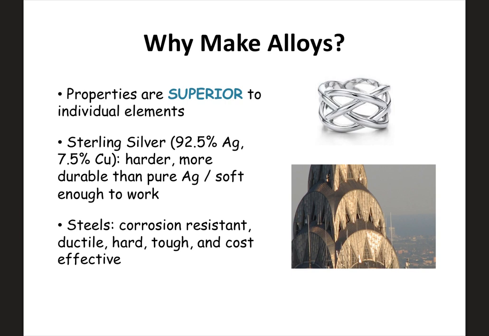So some other examples here. Sterling silver is mostly silver, but it has a little copper mixed in. It's harder, a little bit more durable than pure silver. Silver is pretty soft, so it would perhaps break in jewelry, but if you mix in a little copper to make sterling silver, it makes it a little bit harder, but still easy enough to work with, so it would make your jewelry last a little bit longer. Steel is much better than using iron.